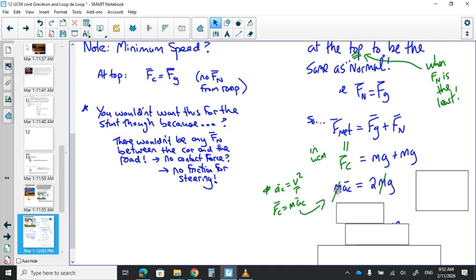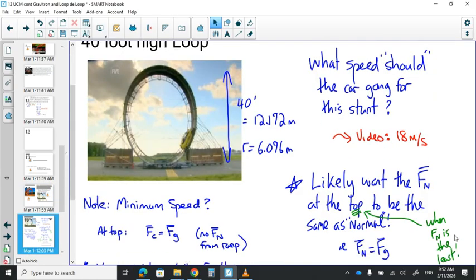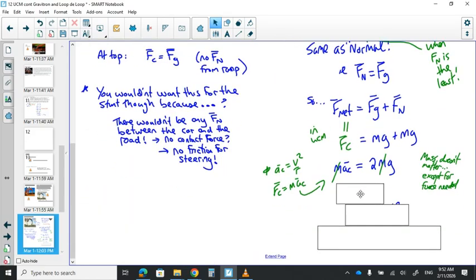So you can see here that if you go through the video and watch it from the link, you don't have to factor in the mass of the car, which is kind of neat, right? The mass of the car matters for how strong the track needs to be, but it doesn't matter for the speed. So that's something to know.